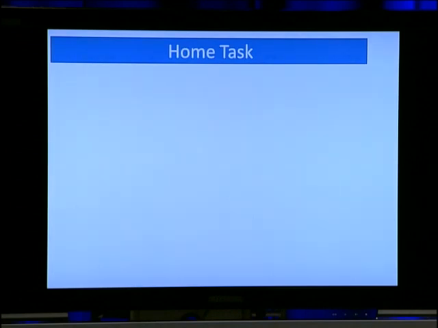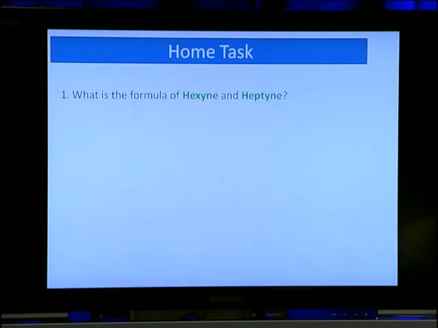I have some home tasks for you. Take some time and then try to answer those questions. The first question says, what is the formula of the compound hexane and heptane? To answer this question, you can always make use of the table which talks about the number of carbon atoms, naming of hydrocarbon based on the number of carbon atoms.